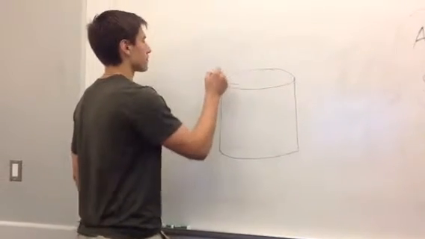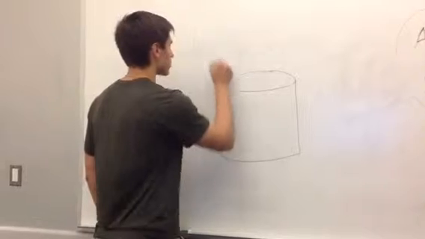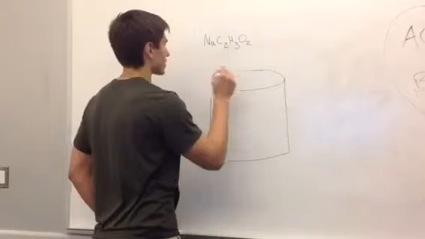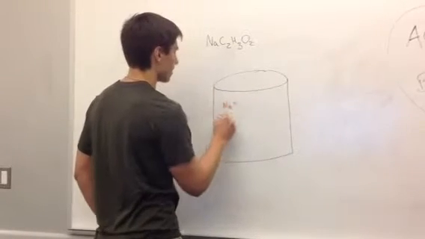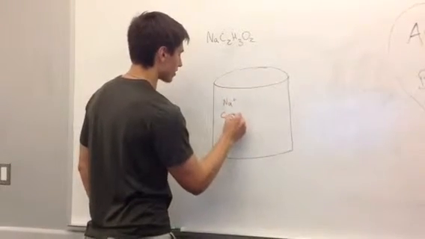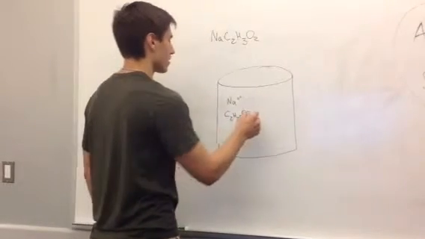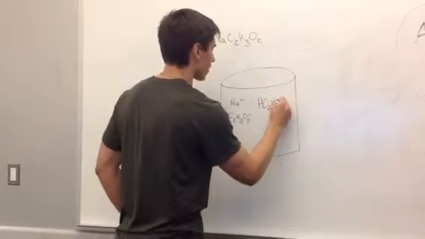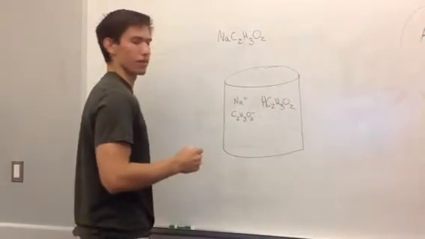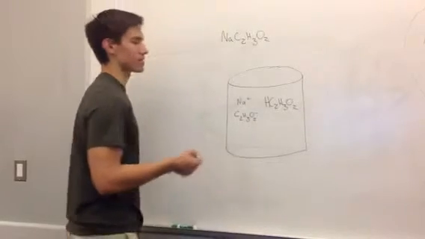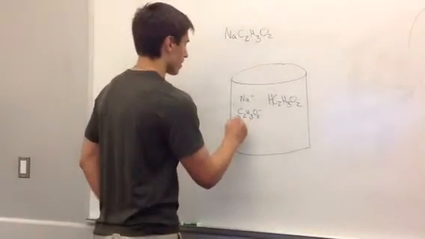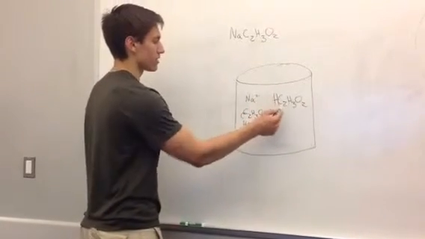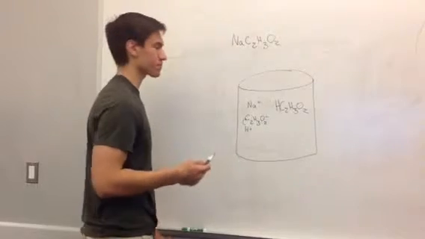Say we have a solution. We put a salt in there. We're going to use NaC2H3O2. That's going to dissociate into Na+ ions and C2H3O2- ions. We're also going to have some leftover HC2H3O2 in there as our weak acid. Therefore, when we add H+ ions, such as in HCl, the H+ ions will bond with the C2H3O2- to produce this. That resists the change in pH.